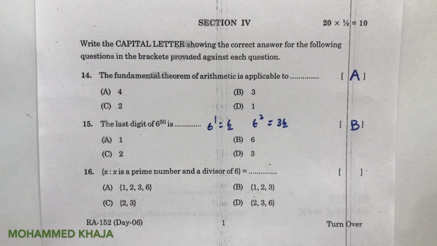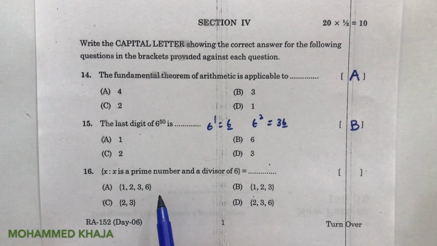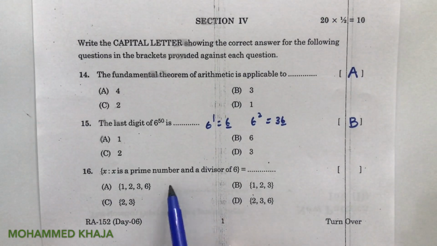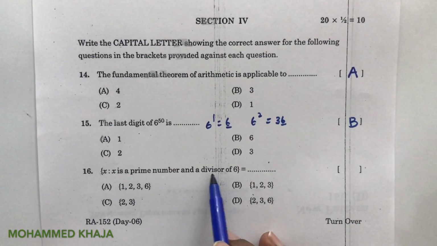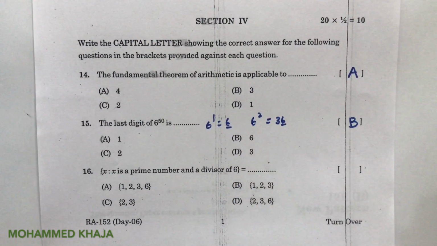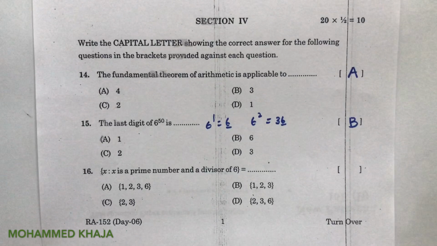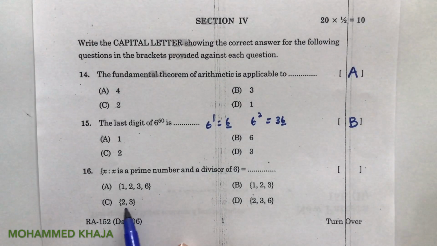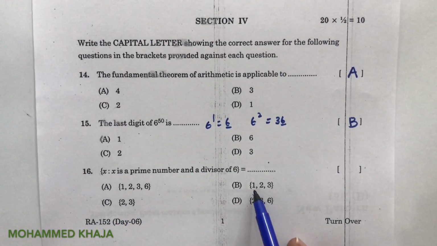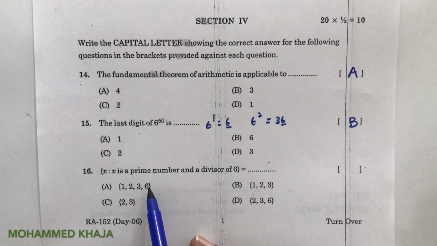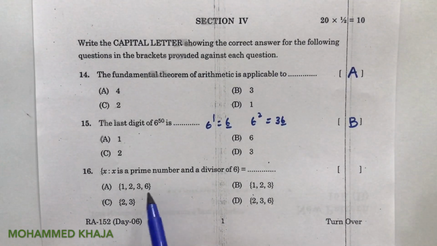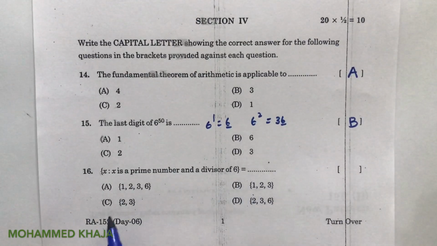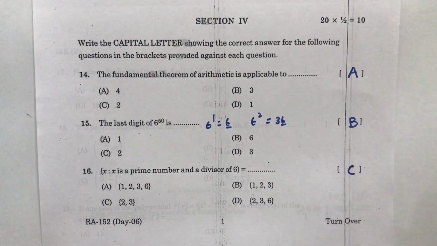Next, x is a prime number and a divisor of 6. So they are asking the prime factors of 6. Prime number and a divisor of 6. So prime factors of 6, those are nothing but 2 and 3. See, 1 also will come, 3, 6 also will come, but they want prime. So 2, 3 is the correct option. 2 and 3 are the prime factors of 6. The correct option is C.